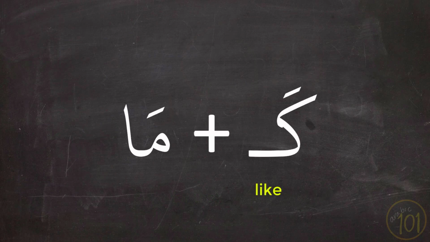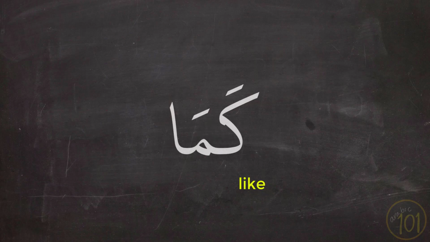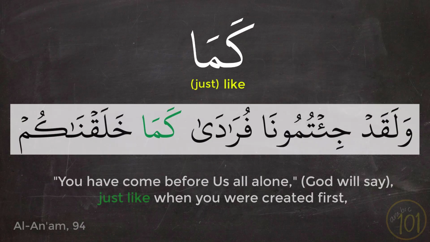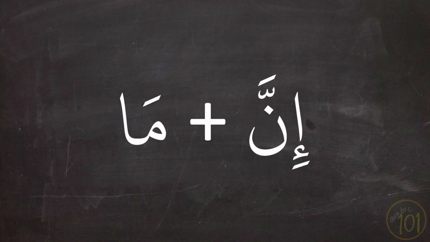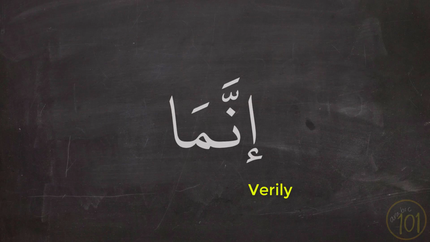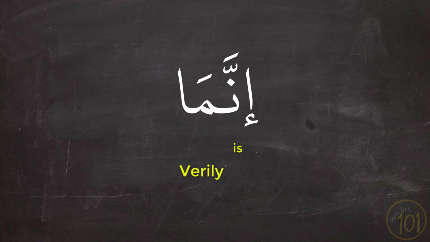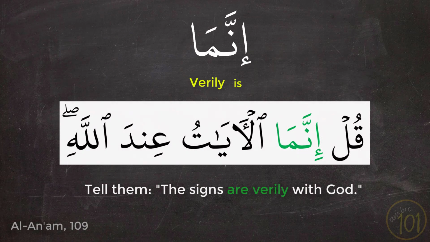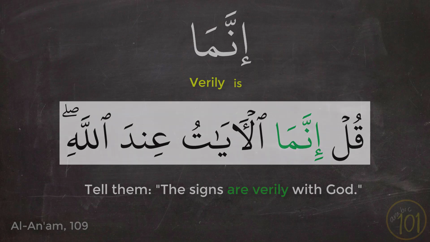Next is the combination of ka and ma. Ka, as we know, means like, and the combination is therefore kama, which means just like in this example. وَلَقَدْ جِئْتُمُونَا فُرَادَى كَمَا خَلَقْنَاكُمْ. Next is the combination of inna and ma. Inna means verily, and the combination will be innama, also with ghunna, and it means verily is, like in this example. قُلْ إِنَّمَا الْآيَاتُ عِندَ اللَّهِ.